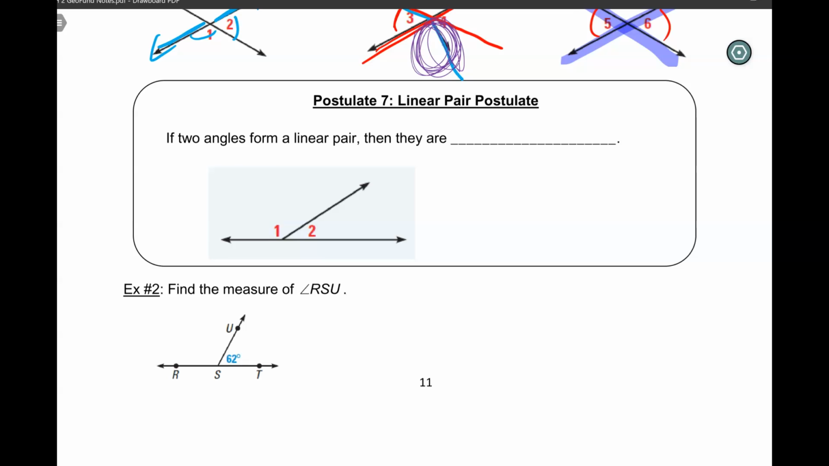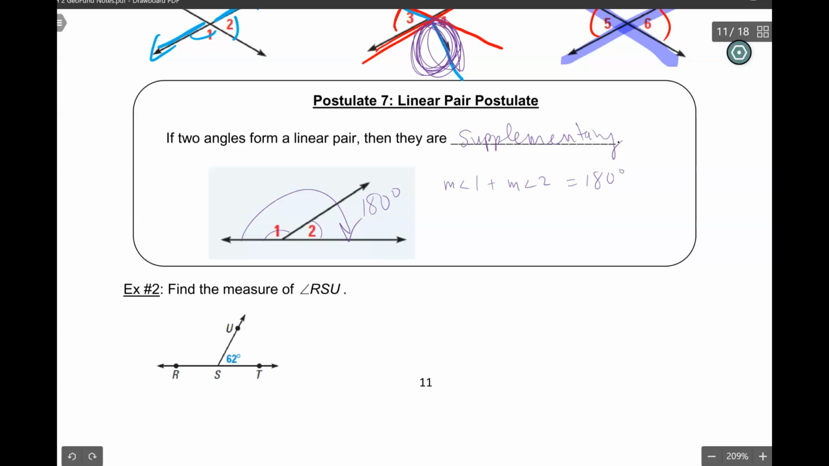All right, postulate 7, linear pair postulate. If two angles form a linear pair, then they're going to be supplementary, and that's because they're going to add to 180 degrees. Remember, if we would go all the way over, we would have what is called a straight angle, so it would be 180 degrees. So I can say the measure of angle 1 plus the measure of angle 2, these two angles together must sum to 180. So linear pairs are supplementary.